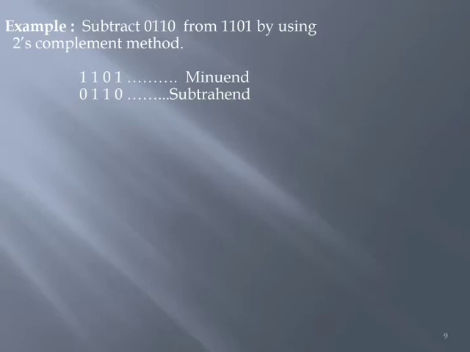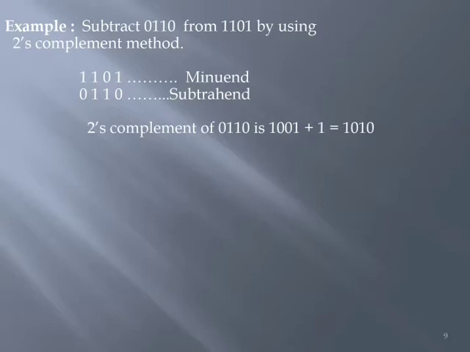So first, what is the first step you need to follow? You need to first find out the 2's complement of the subtrahend. So the subtrahend is 0110, and how do we find its 2's complement? First you need to find its 1's complement, that is 1001, replacing ones with zeros and zeros with ones, and then adding 1 to that 1's complement.